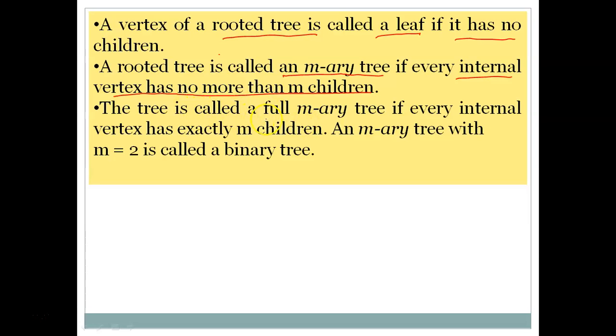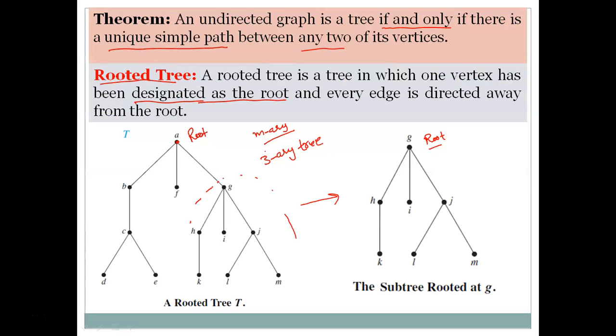A tree is called a full m-ary tree if every internal vertex has exactly m children. In this case, you can see that this vertex has 1 child, this vertex has 2 children, and this vertex has 3 children. But think about a situation where every vertex has 3 children. In that situation, we will call it a full 3-ary tree.